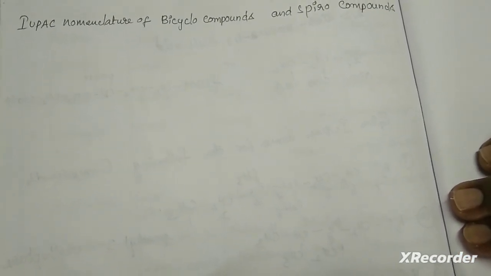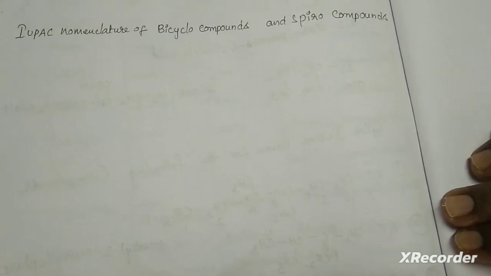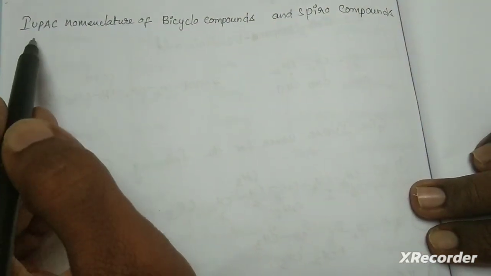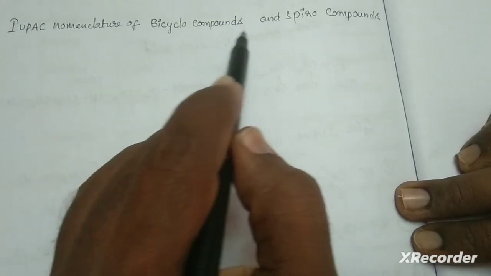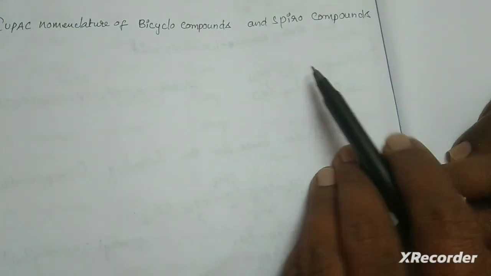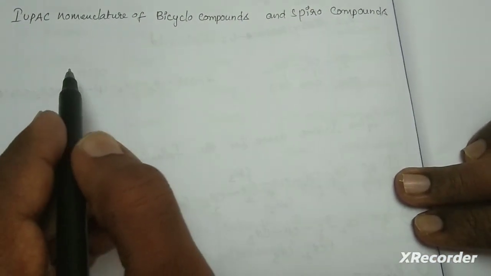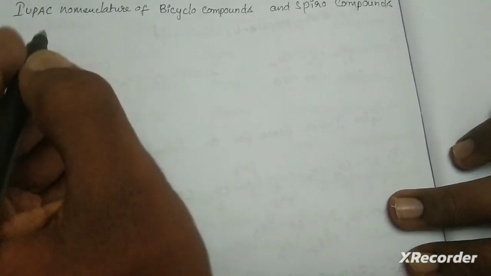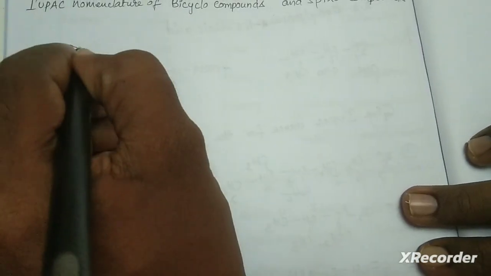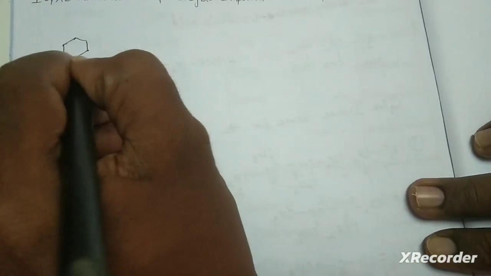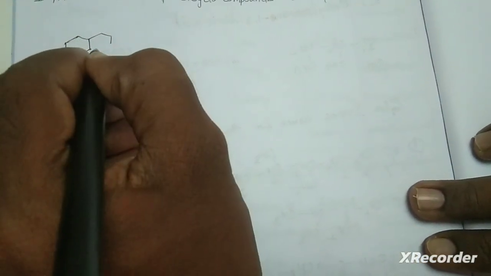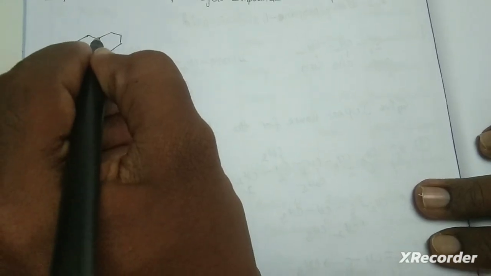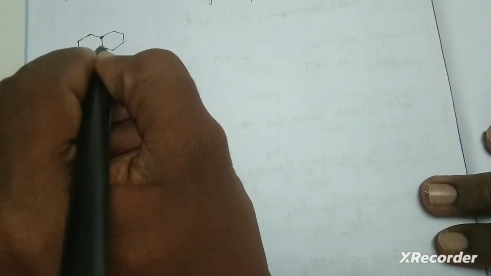Today is the last topic from the IUPAC nomenclature, and today's topic is IUPAC nomenclature of bicyclo compounds and spiro compounds. Bicyclo compounds are nothing but two cyclic rings attached by a bridge. For example, you have two 6-member rings present, and this is what you have to consider as a bridge.